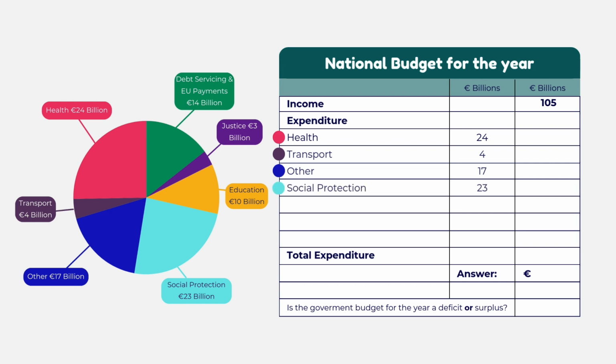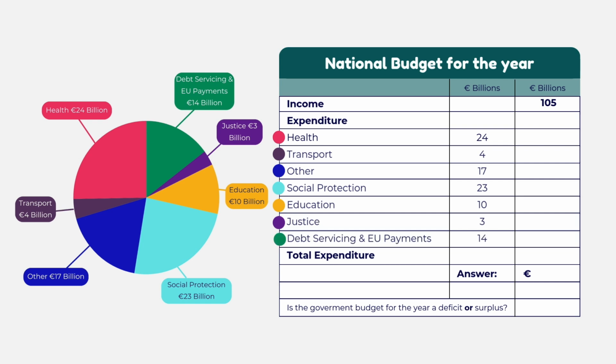Next is social protection at 23 billion. This would include social welfare payments, pensions, child benefits and unemployed benefits. Then we have education at 10 billion, so this would be things like teachers' salaries, funding for schools, building new classrooms would all fall under education. Justice then at 3 billion. This would be funding for the Gardaí, court systems, prisons and legal aid services.